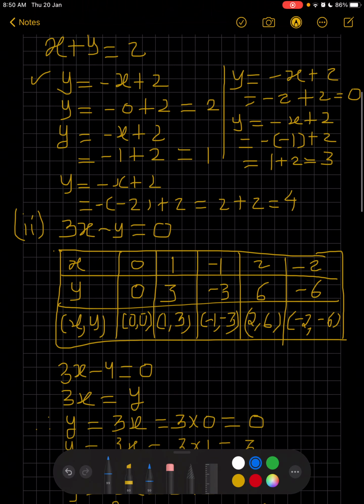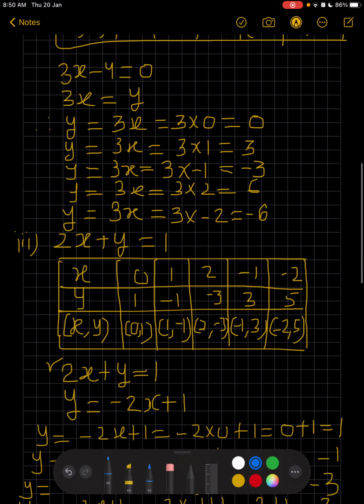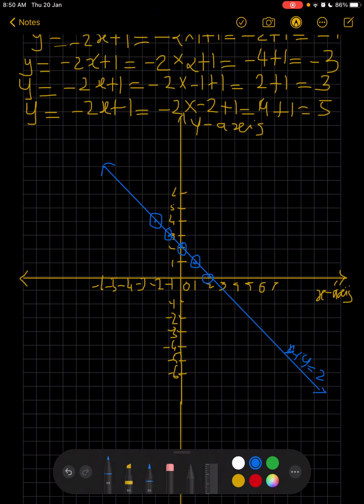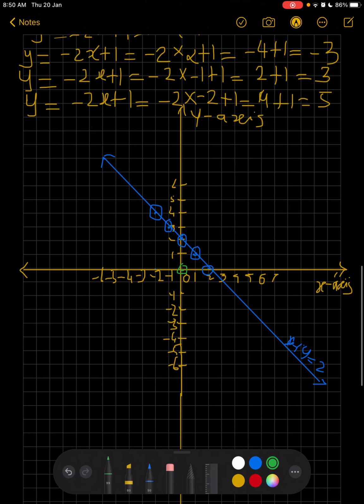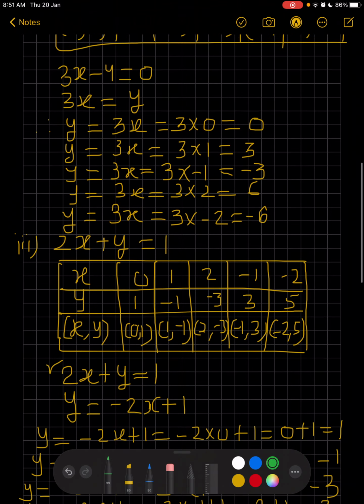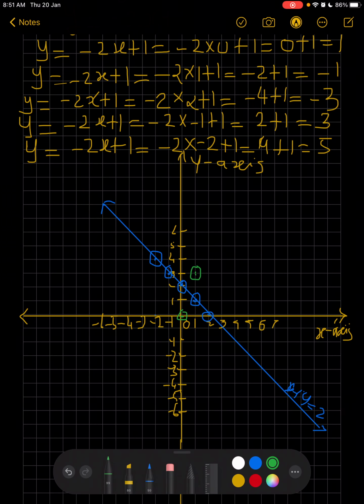So our line number 2 is 0, comma 0. I'll take a different color this time as I told you earlier. 0, comma 0. This is the first point. 0, comma 0 at the origin. Then 1, comma 3. Second point of the second equation, 1, comma 3. Minus 1, minus 3. In the third quadrant, minus 1 and minus 3 here.